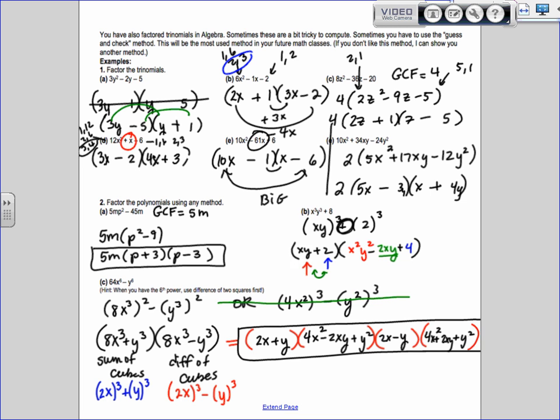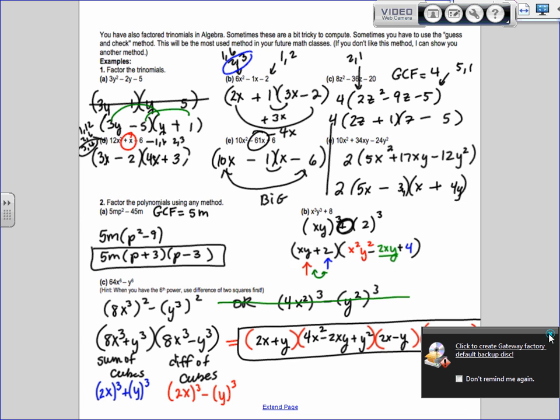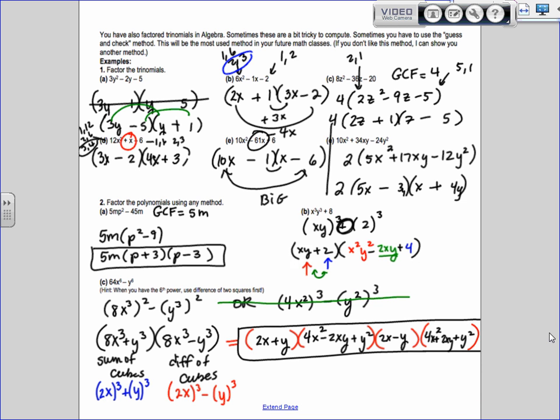When you do the sum or difference of cubes, that trinomial part doesn't factor, unless it had been something really weird, like y to the 12th originally, that would continue going on.